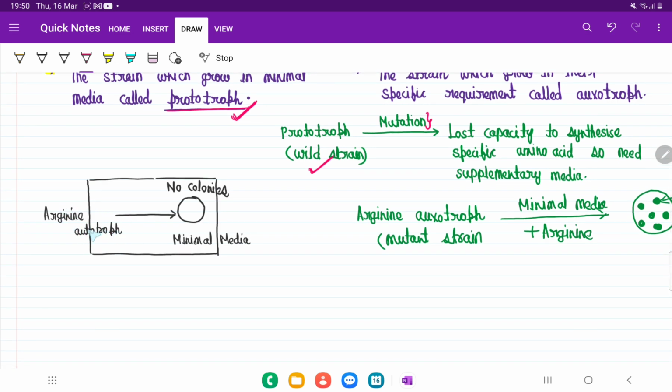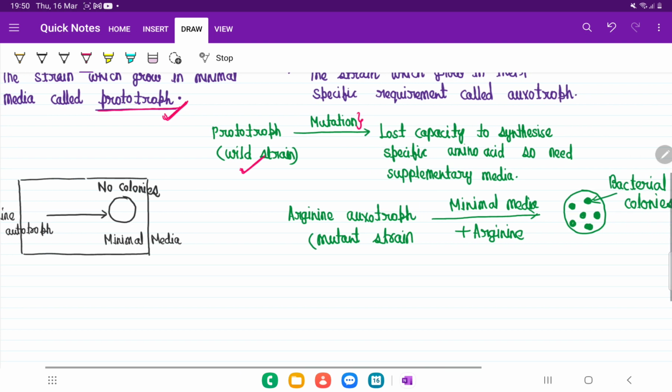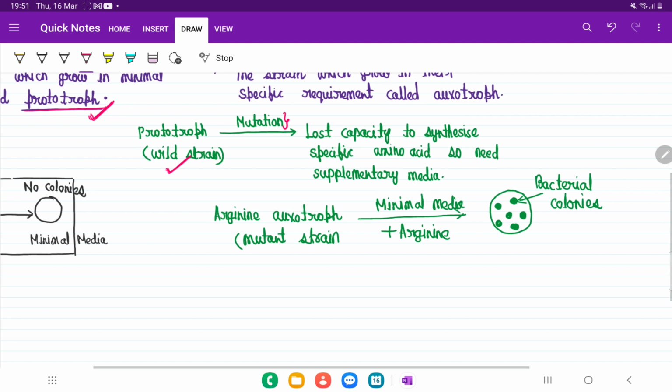As for example, I'm taking one auxotroph and I'm growing it in minimal media, it won't grow. But when I add arginine to that minimal media, then this arginine auxotroph, whose arginine synthesizing gene was mutated and inactive, will grow and form colonies. That means auxotrophs, due to mutation, lost the gene and need some specific supplement. Prototrophs are wild, they don't need any specific kind of supplement.